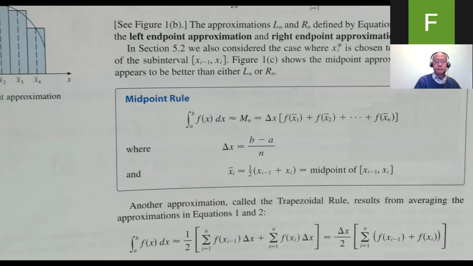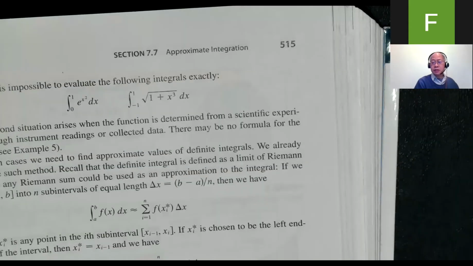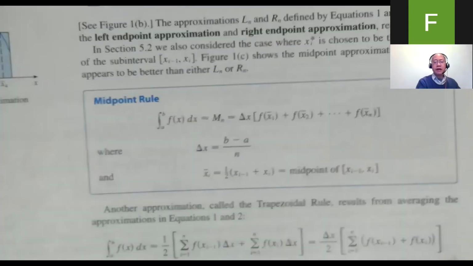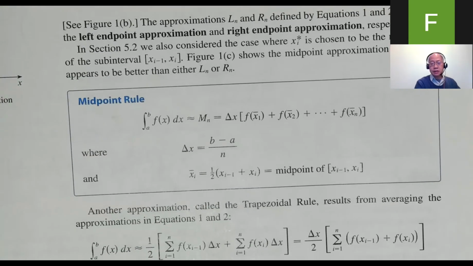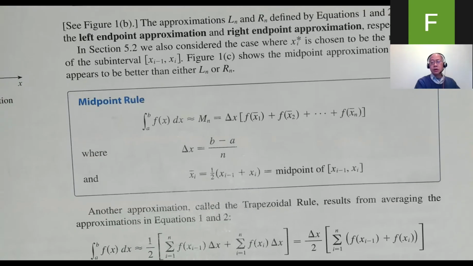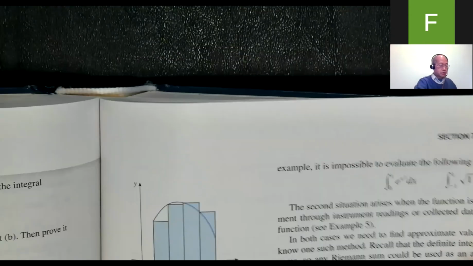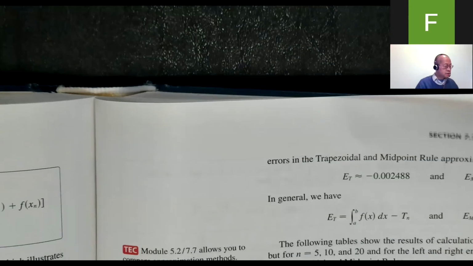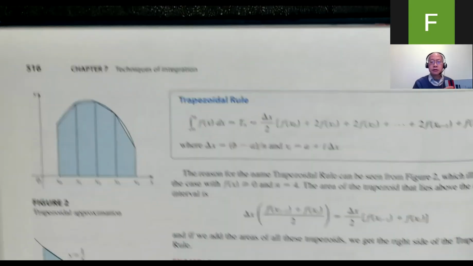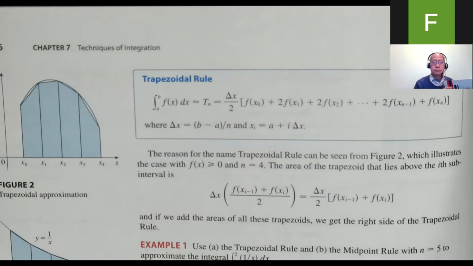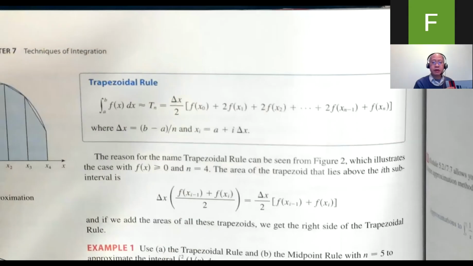rule. It's on page 515. The midpoint rule that they have here is correct. I'm going to give you my version of it, which I think is easier. We're also going to learn something called the trapezoidal rule, page 516. What they have is correct, but I'm going to give you my version.